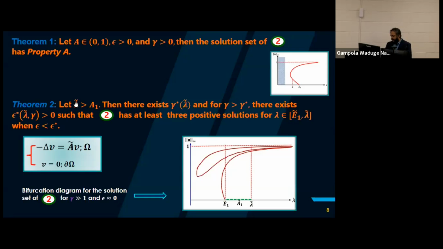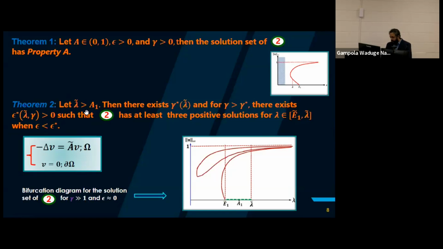If you take any lambda tilde bigger than A1, then there exists gamma star. And for gamma greater than gamma star, there exists epsilon star, such that our model has at least 3 positive solutions for lambda between E1 tilde and lambda tilde when your epsilon is less than epsilon star. Here A1 is the principal eigenvalue of the negative Laplacian with Dirichlet boundary conditions.